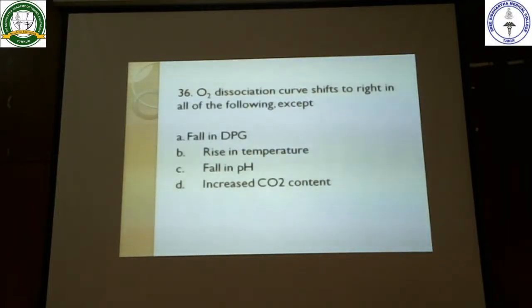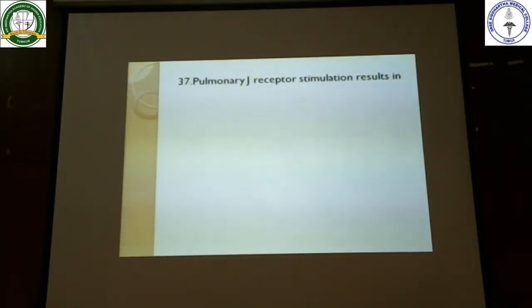So you can expect this shift to the right whenever you have an increase in 2-3 DPG level, an increase in temperature, an increase in H plus concentration, that is a fall in pH, and whenever you have increased carbon dioxide content. So the answer is fall in 2-3 DPG. Whenever you have a decreased level of 2-3 DPG, you are going to expect the curve to shift to the left, not to the right. Okay, next question.